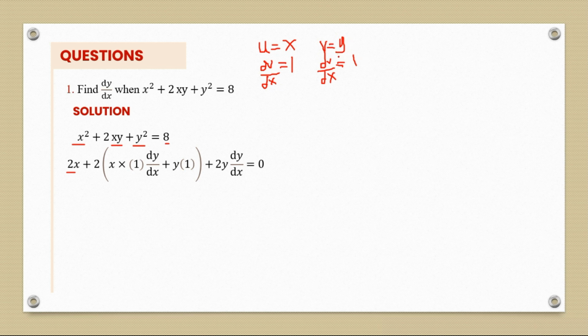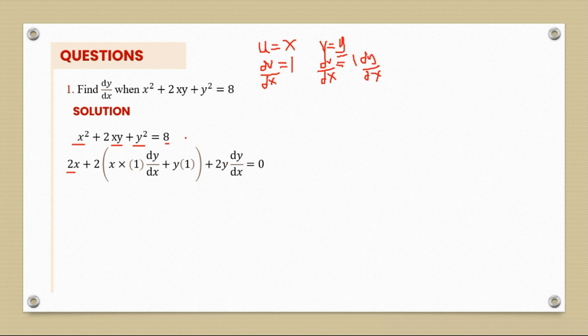But remember that every time you differentiate a y with respect to x, we multiply by dy/dx. So we're going to be left with 1 times dy/dx. Now when we substitute this into the product rule, remember the product rule is u dv/dx plus v du/dx.